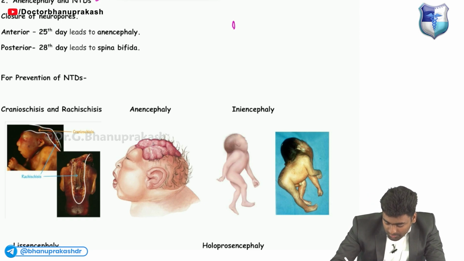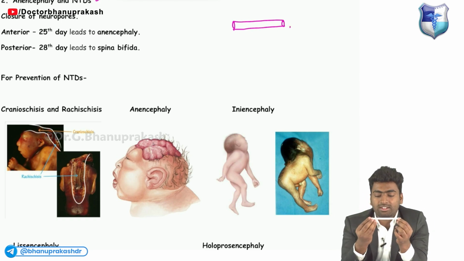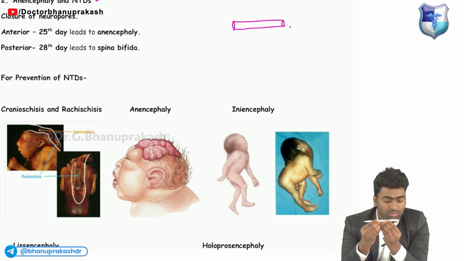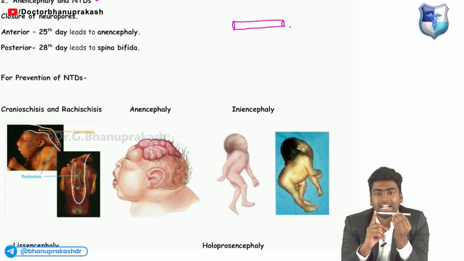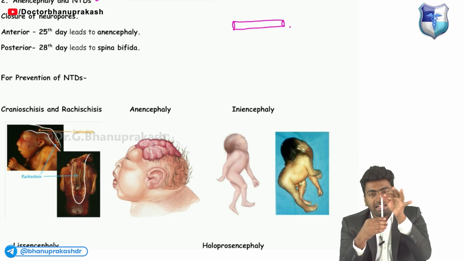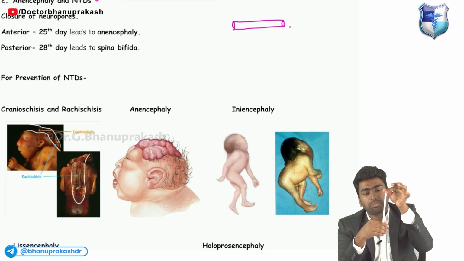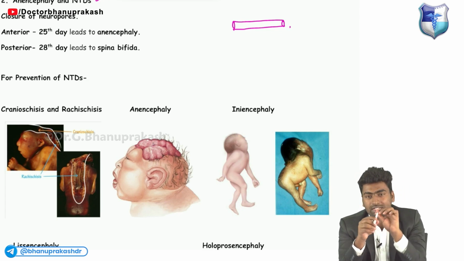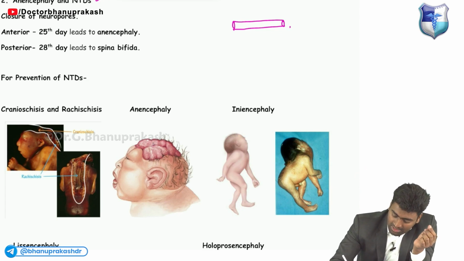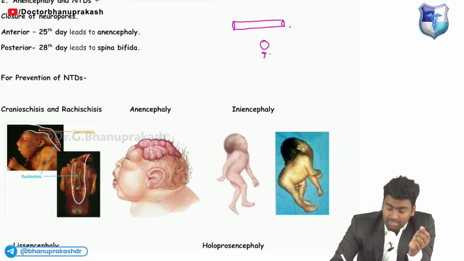It is a tube. If you see any tube, for example, take this pencil, imagine it is a tube. It will have two ends, an anterior end and a posterior end. At some point of time, this neural tube should close. The anterior part should close, and the posterior part should close. If it doesn't close, then it will remain hollow, as a hollow space.